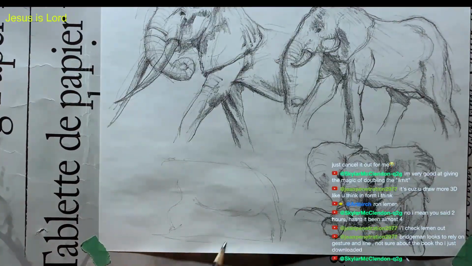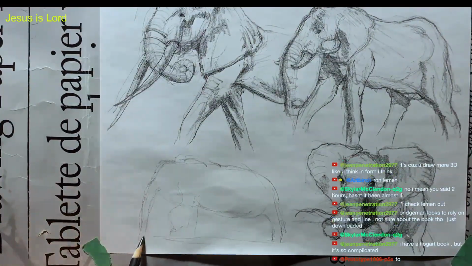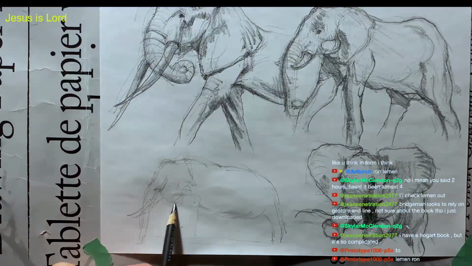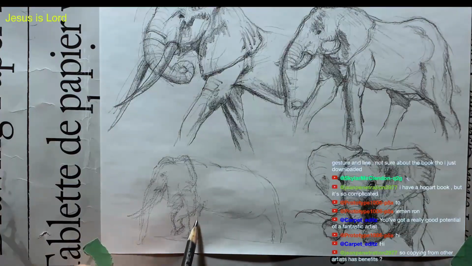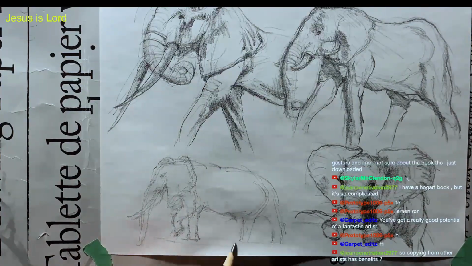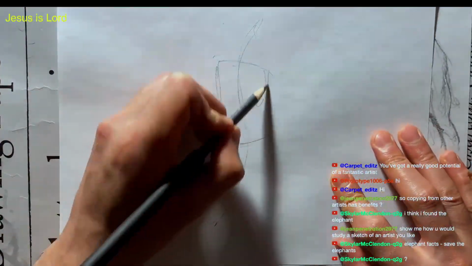Since this video is about to be wrapped up, I want to mention another thing. I was trying to avoid shading. I only put a tiny bit of shading in.